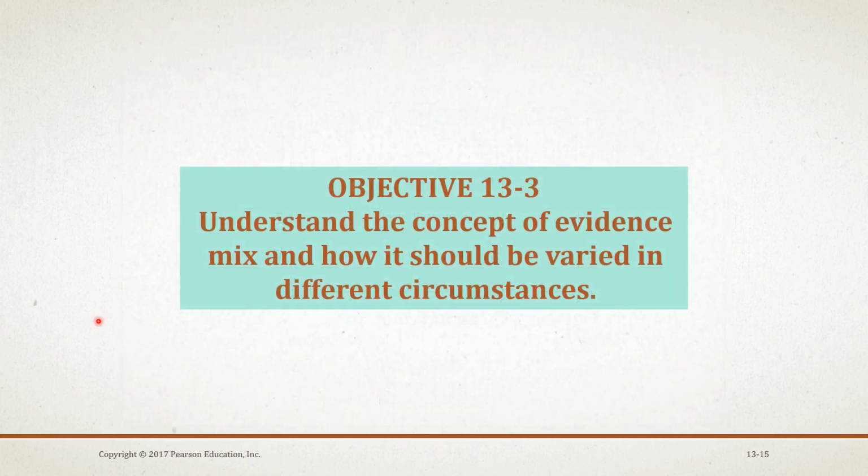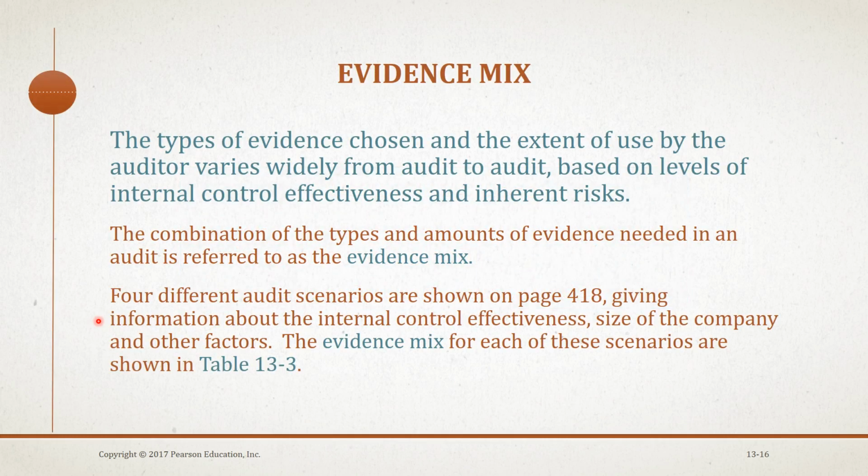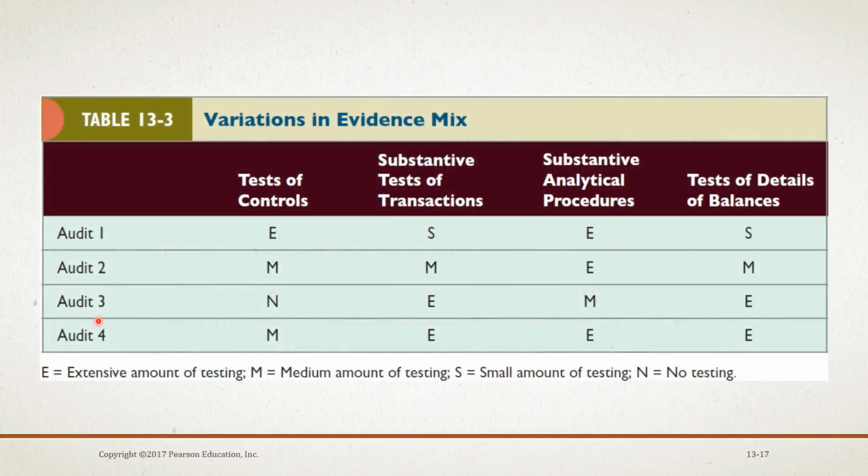The third objective. Understand the concept of evidence mix and how it should be varied in certain circumstances. Evidence mix. The types of evidence chosen and the extent of use by the auditor varies widely from audit to audit, which is based on levels of internal control effectiveness and inherent risks. So four different audit scenarios are shown on the next page with the evidence mix approach that they're going to be taking.